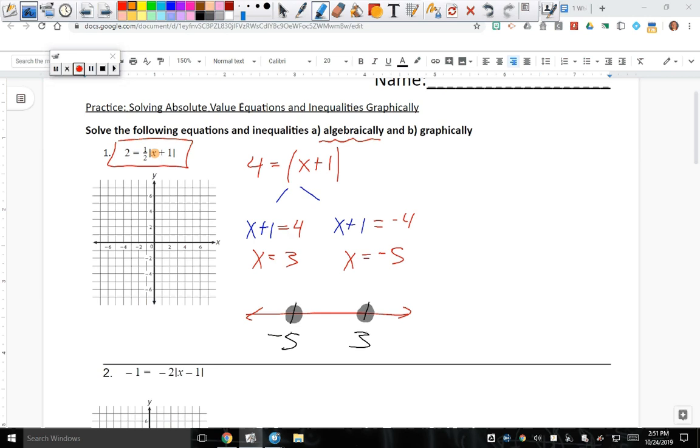-5 plus 1, -4. Absolute value, +4. Times 1/2, I get a 2. -5 works. If I plugged in 3, I get 3 plus 1 is 4. Absolute value is +4 still. Multiply by 1/2, 3 works. This is not a conjunction, not a disjunction, no and or. I just have two answers.